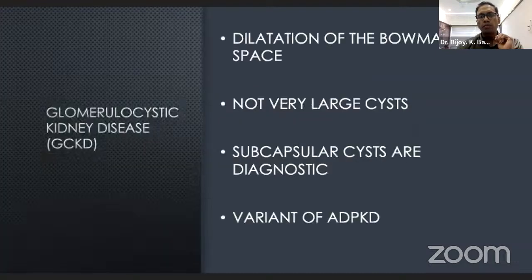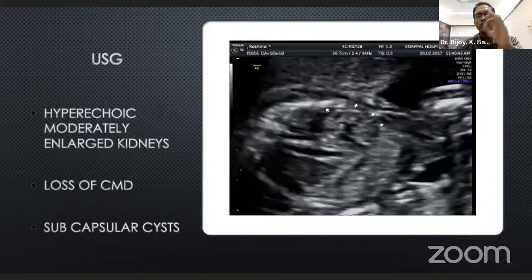The first among them is glomerular cystic kidney diseases. Now, glomerular cystic kidney diseases are characterized by cysts in the Bowman space. They're not very large. They are small cysts that are going to be present in the subcapsular space. The CMD of these kidneys is usually lost. The kidneys appear echogenic, and you would find small subcapsular cysts. Now, these kidneys are usually wrongly classified as MCDK. And when you wrongly classify them as MCDK, their implications can vary.